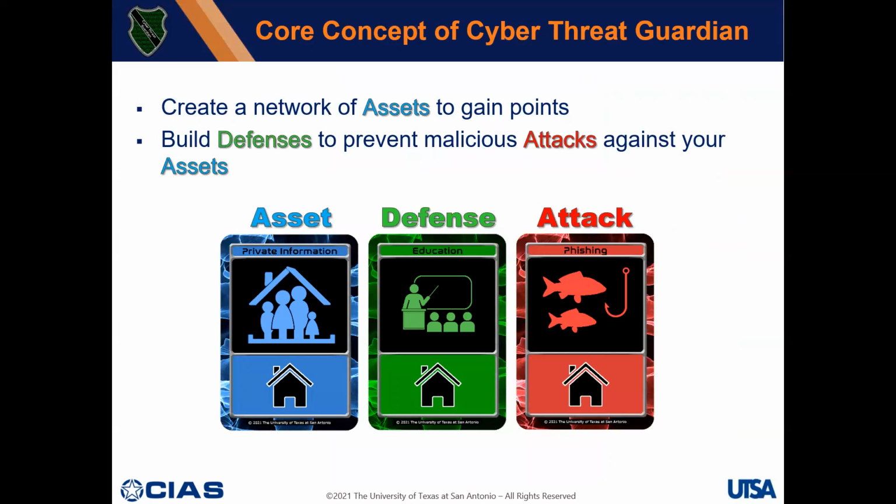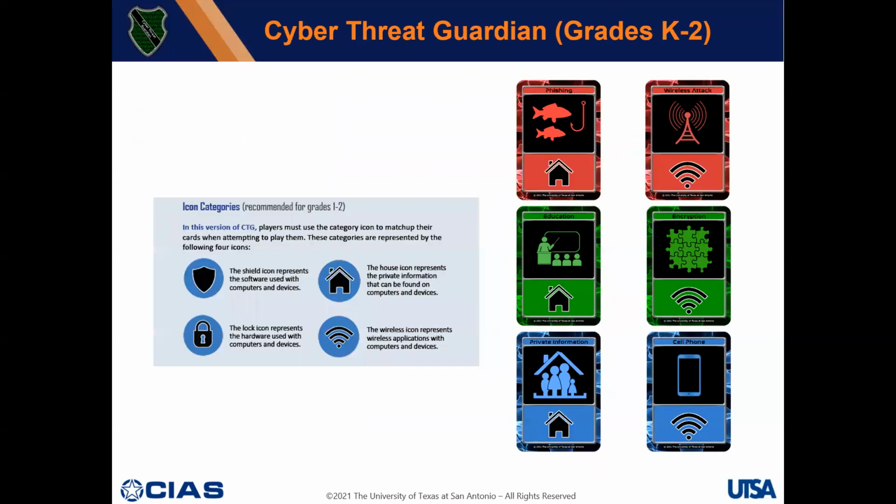Now, we do have 3 different types of cards in the game, and they're all color-coded. We have our blue asset cards, our green defense cards, and our red attack cards. Based on the version of the game they're playing, there are 3 different ways to play. They could gain points by having more asset cards than their opponents, or more asset and defense cards in the game. Attack cards do not gain any points. So as they're playing, they're going to learn to build up their defenses to stop attacks from removing their assets.